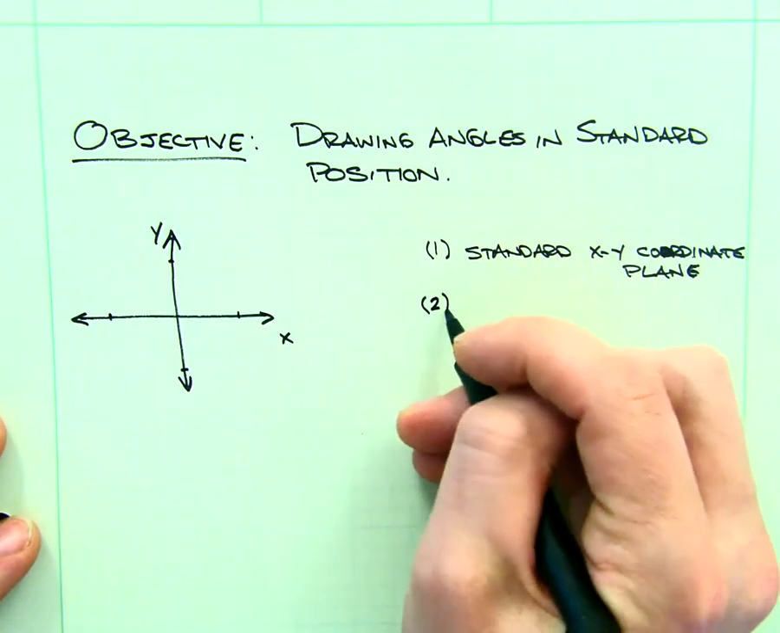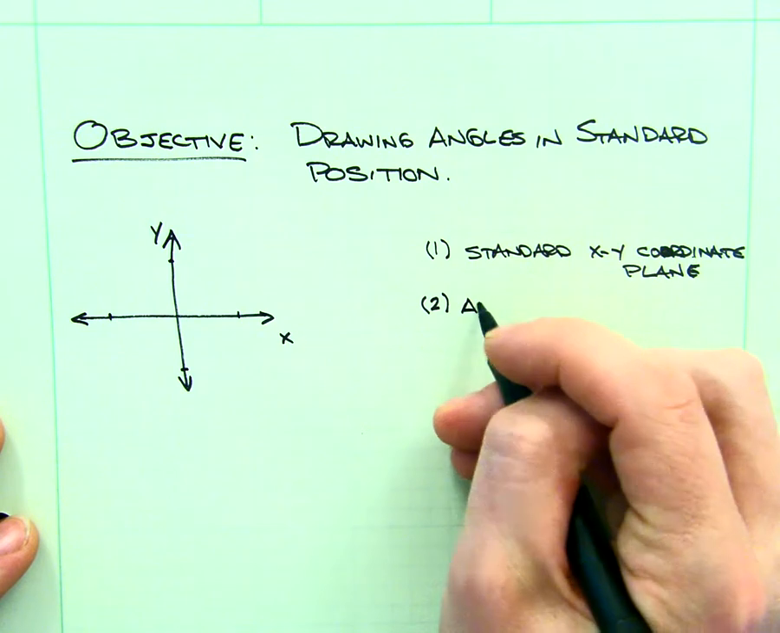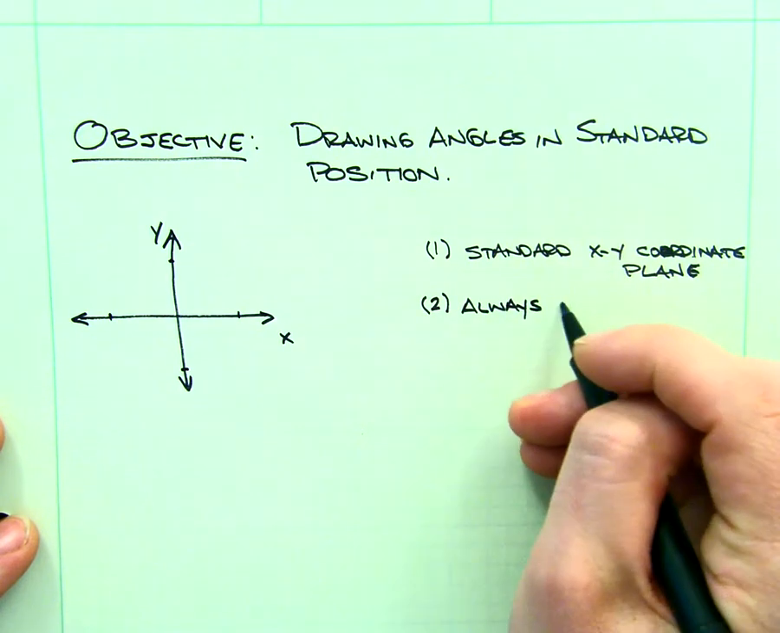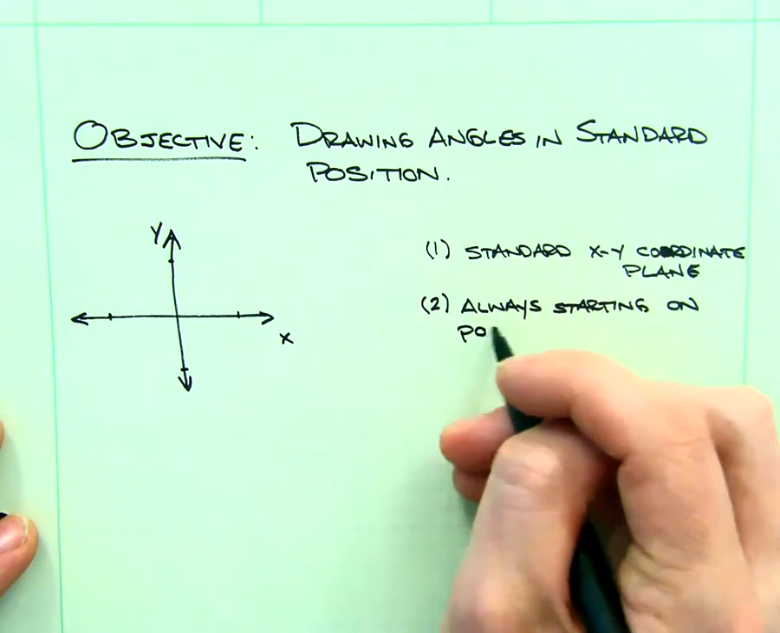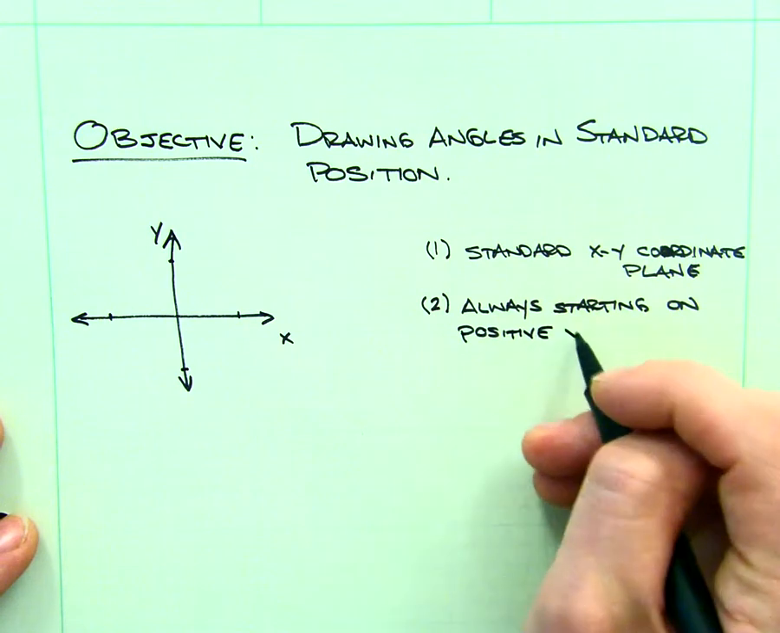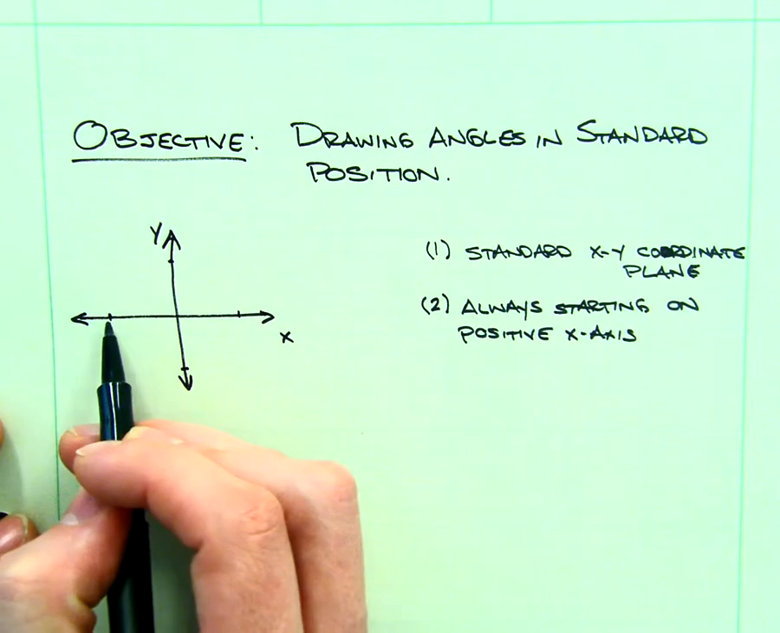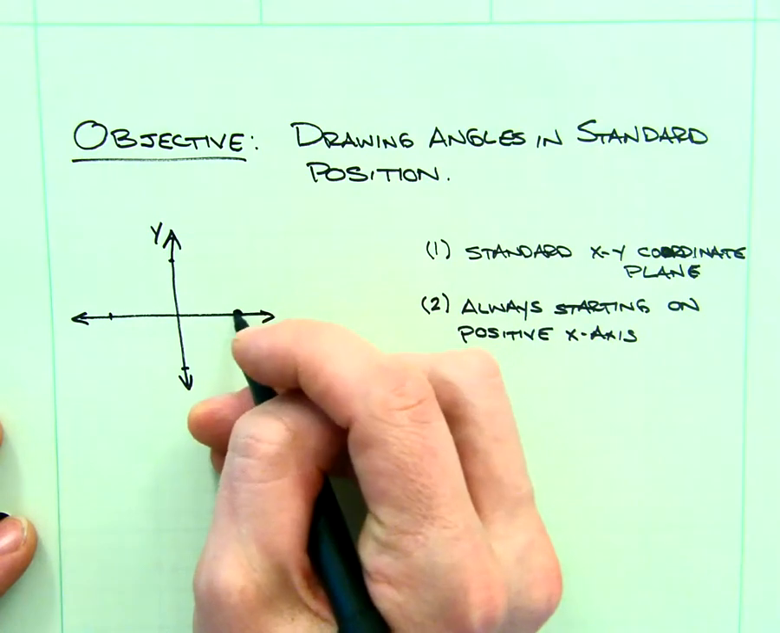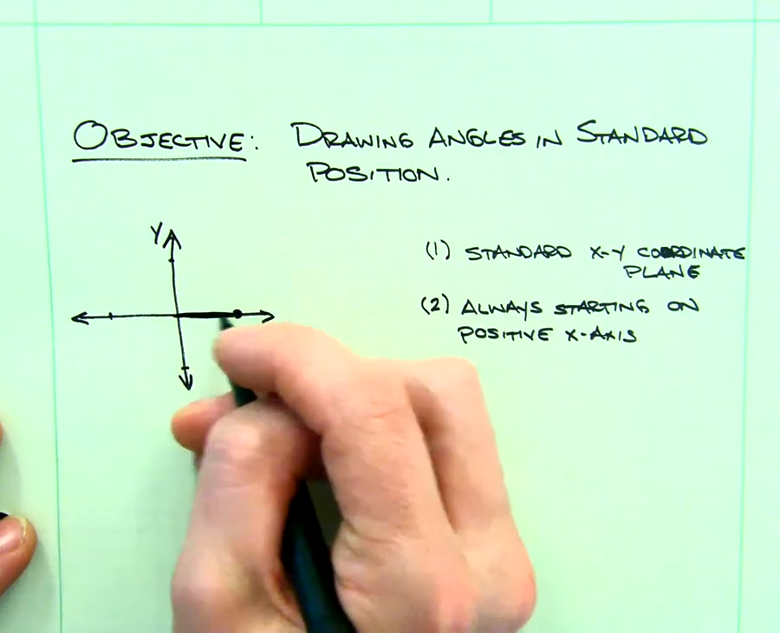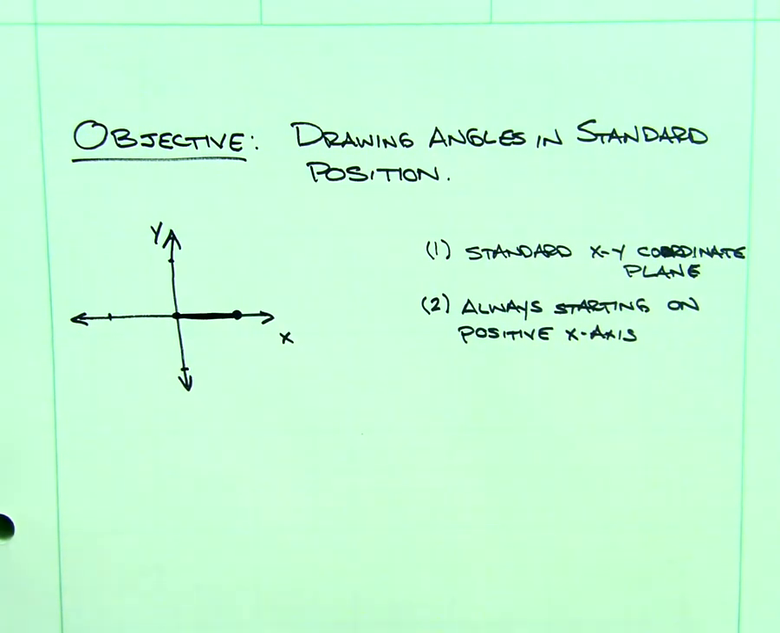The second thing you need to know is that you're always starting off on the x-axis in the positive direction. So you're always starting on the positive x-axis. This is, of course, different than the negative x-axis, which would be over here, or the positive y or the negative y. So you're always going to start from here. The initial angle measurement is always this line right here, from 0 to right there. That's going to be one of the rays that makes up your angle, the positive x-axis.